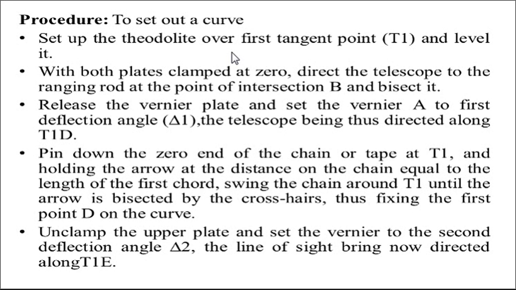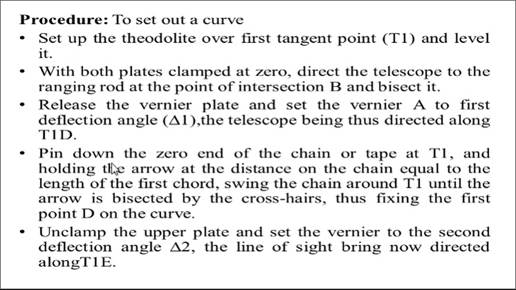So for that the procedure is like this. First of all, set up the theodolite over first tangent point T1 and level it with our usual process. Next step is, with both vernier clamped at 0, direct the telescope to the ranging rod at the point of intersection capital B and bisect it. Next one, release the vernier plate and set the vernier A to first deflection angle capital delta 1. Now the telescope being thus directed towards the first chord, that is T1D.